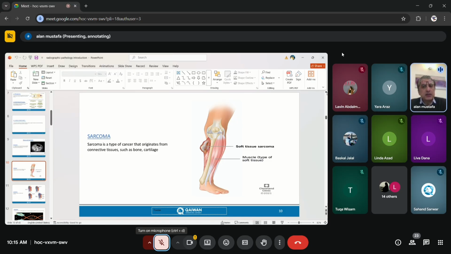Most of the malignant tumors of human beings are carcinomas. Carcinomas are much more common than sarcomas.